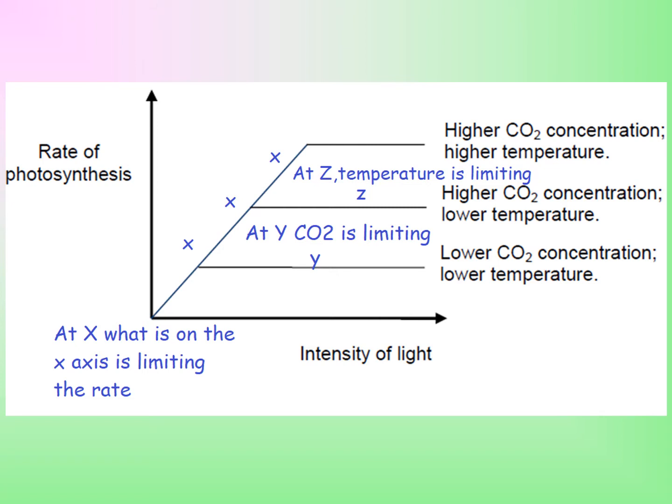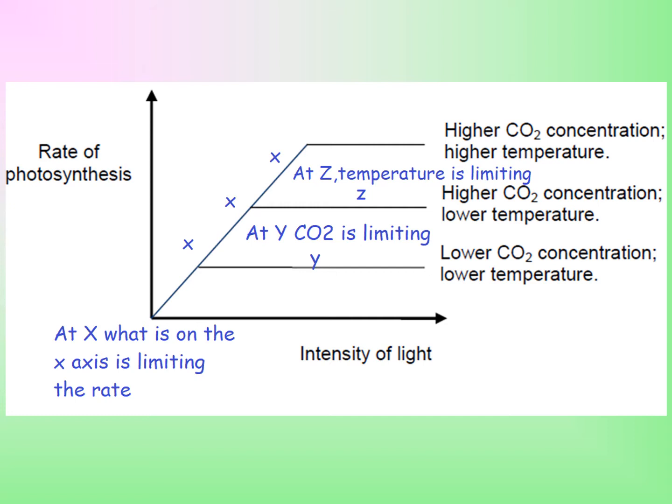Now, basically, the rule is if you're going up at an angle, if you're on the way up at an angle, it's whatever is on the x-axis that is limiting photosynthesis. So if you can have a wee look at the graph, you see the graph going up x, x, x. Any point along that line, if you're on the way up, you go down, and it's whatever on the x-axis that is limiting photosynthesis. So any of these points, x, x, x, it will be light intensity limiting photosynthesis.